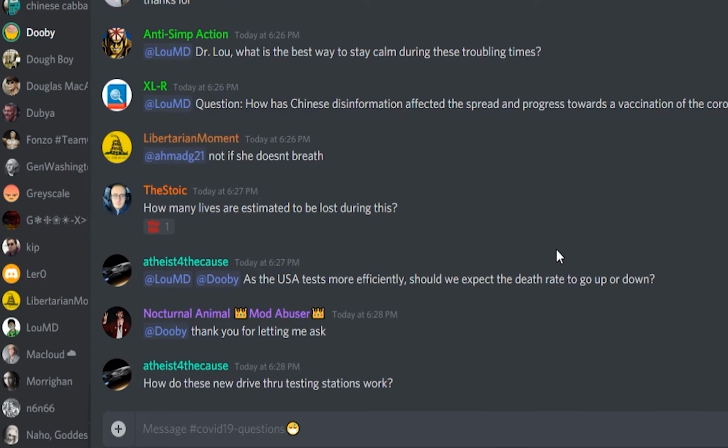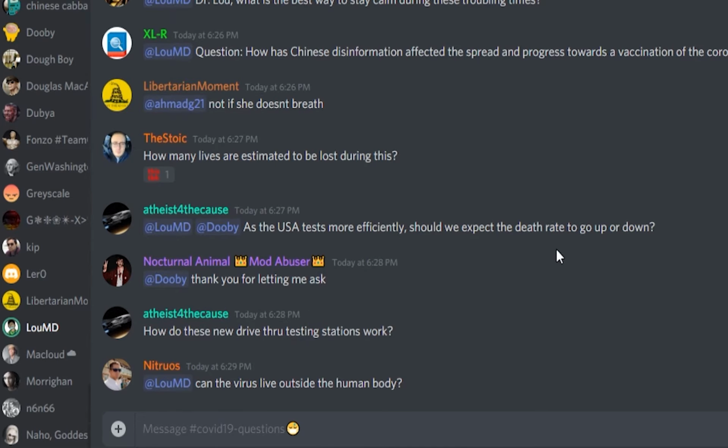Question from Atheist for the Cause: how do these new drive-through testing stations work? I don't know exactly how this new testing method works. It's pretty quick. I think it's a swab, but it's pretty efficient. They don't have to go the old way we were doing it, with PCR, which is polymerase chain reaction, and that takes a while. But I'm guessing they're doing a swab similar to a flu swab.